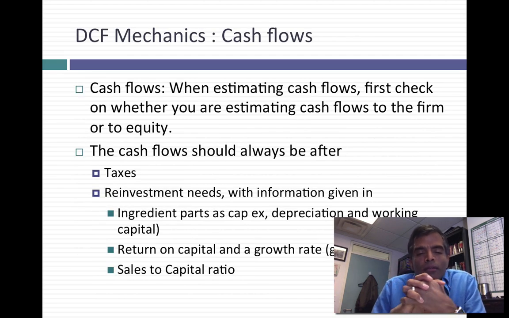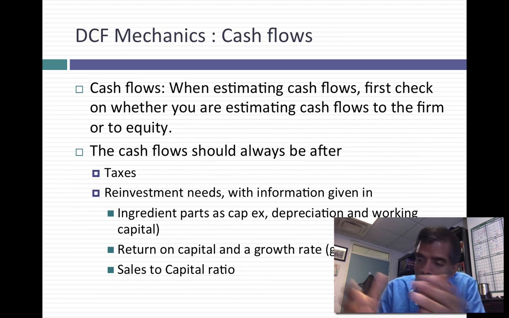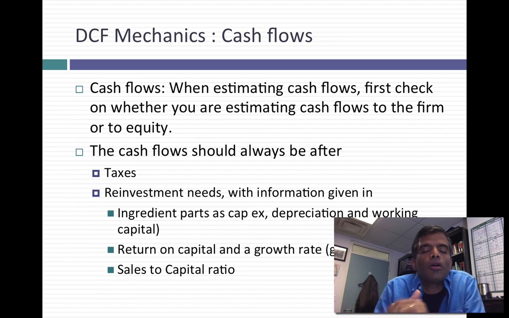We're almost at the end. Let's complete the process. So the mechanics of DCF, two big issues. One is cash flows, the other is discounting. If you have cash flows, first check to see whether you're estimating cash flow to the firm, which is pre-debt, so you'll be working with after-tax operating income, and there'll be no debt payments, or to equity.